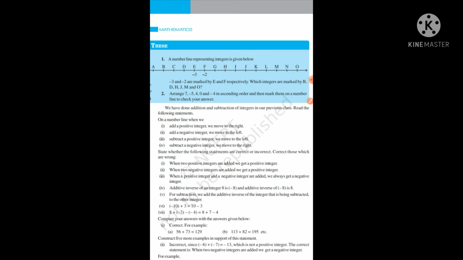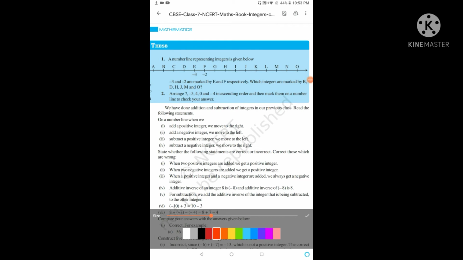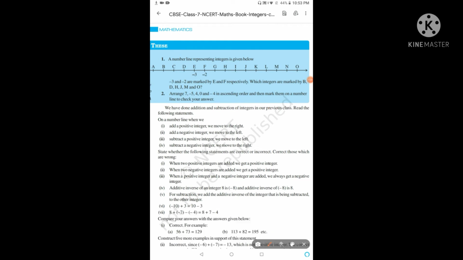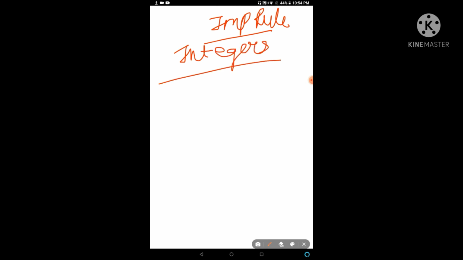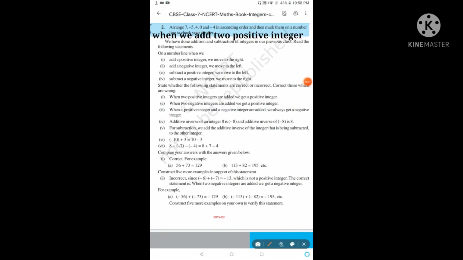So, tell me. When we add two positive integers, we get a positive integer. For example, what can I take? If I take 3, it is plus 3, right? Well, let me tell you some rules. See, there are some important rules of integers only. This will help you throughout your future. So we get a positive integer, yes, true.